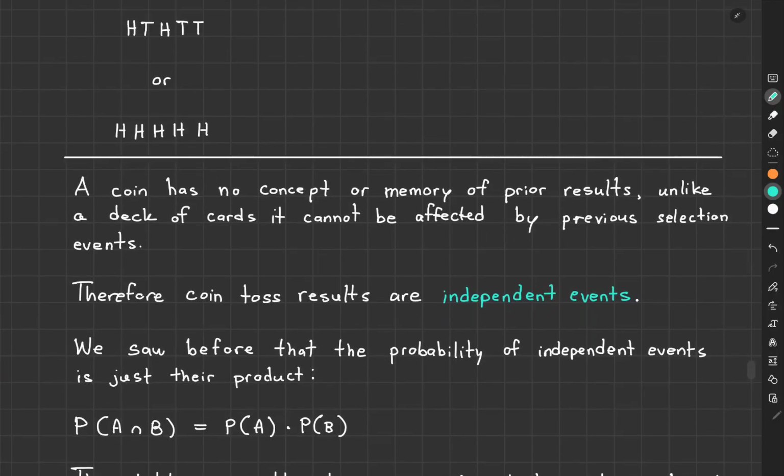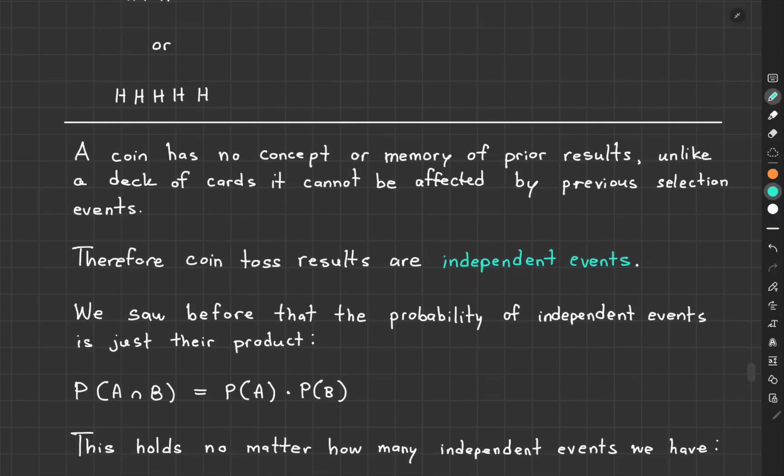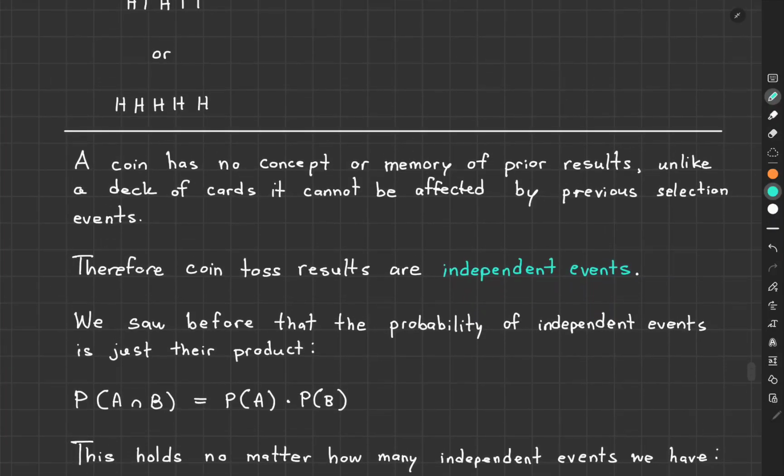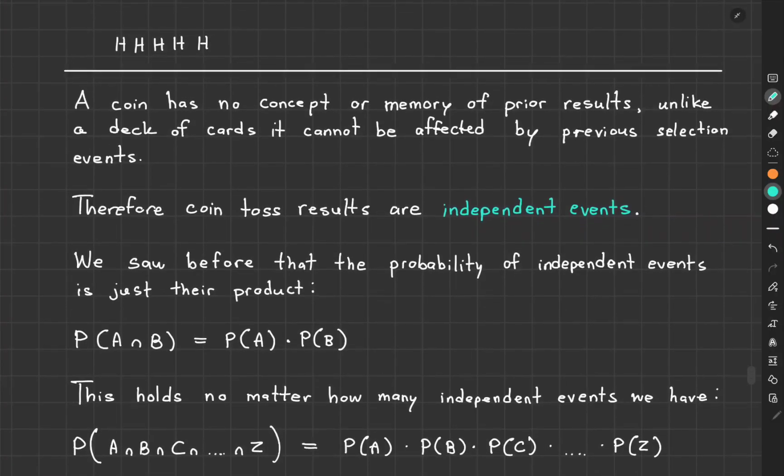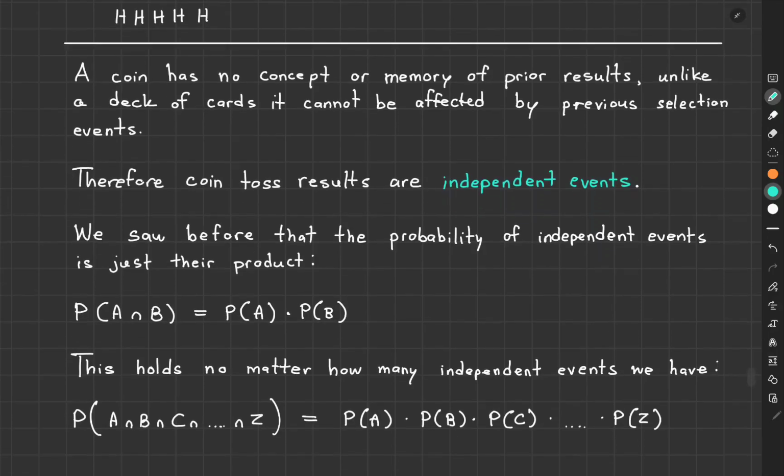Now, this was just 2 events, but this fact holds no matter how many events you have. As long as they're independent, you can keep multiplying the probabilities. So say you had events A through Z, you would just be multiplying the probability of A, probability of B, probability of C, all the way down to probability of Z. So it's still just a product.